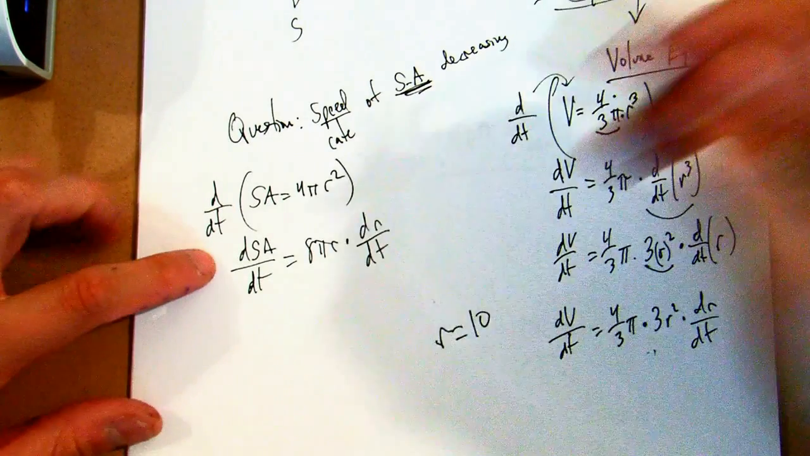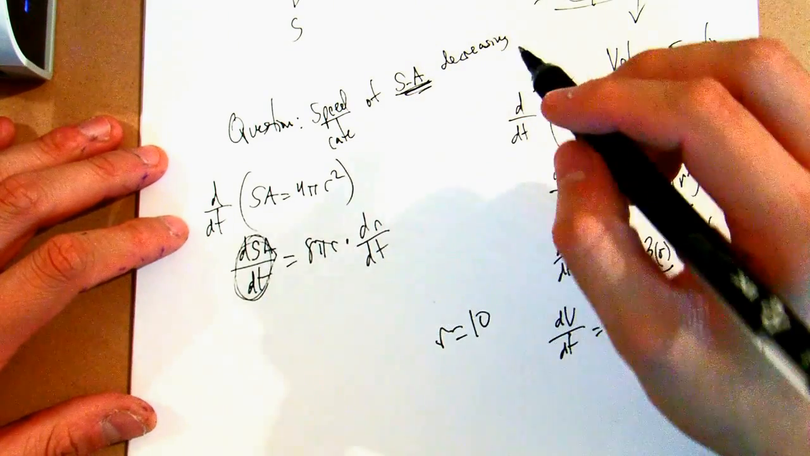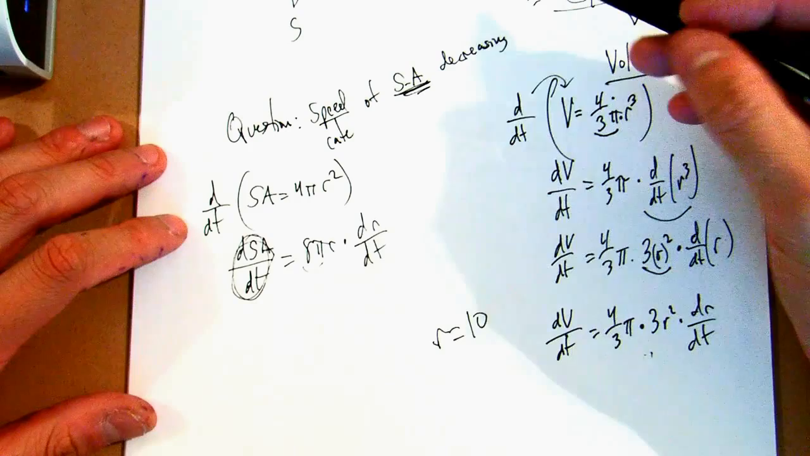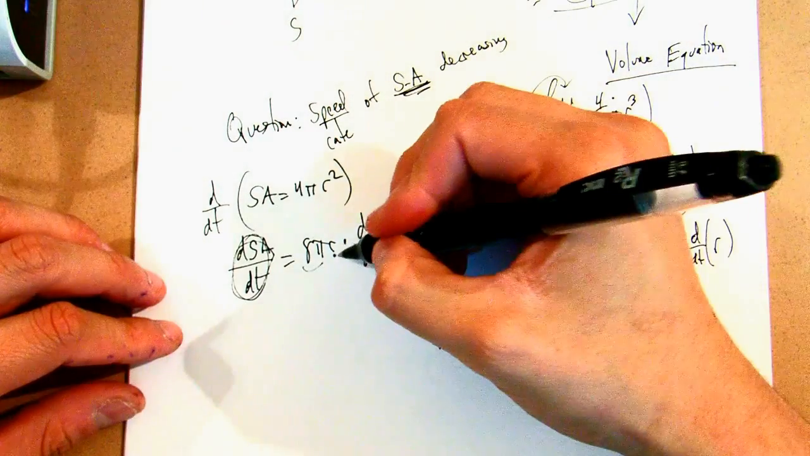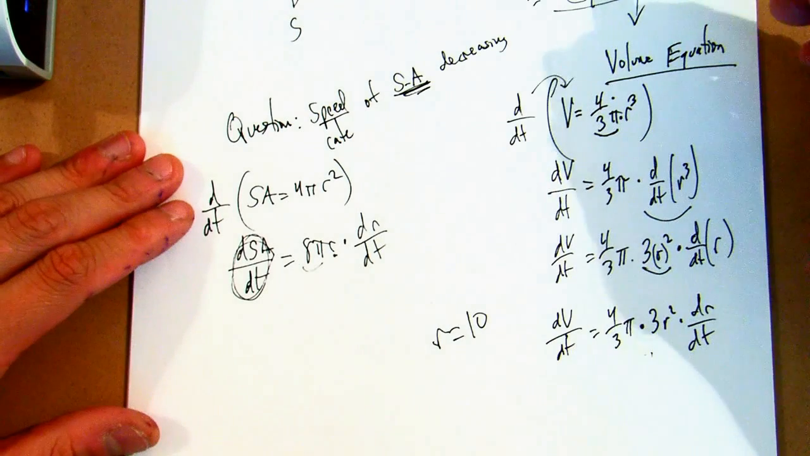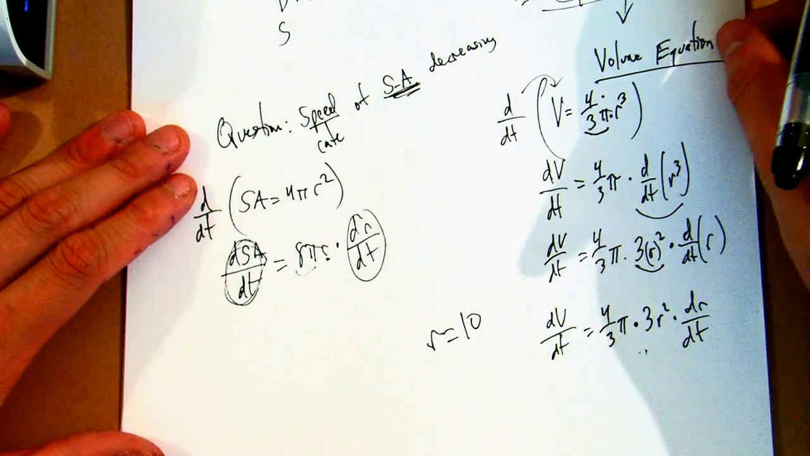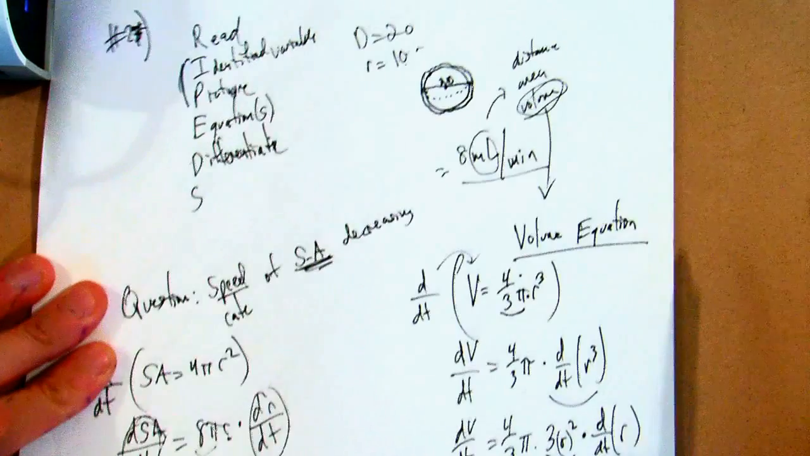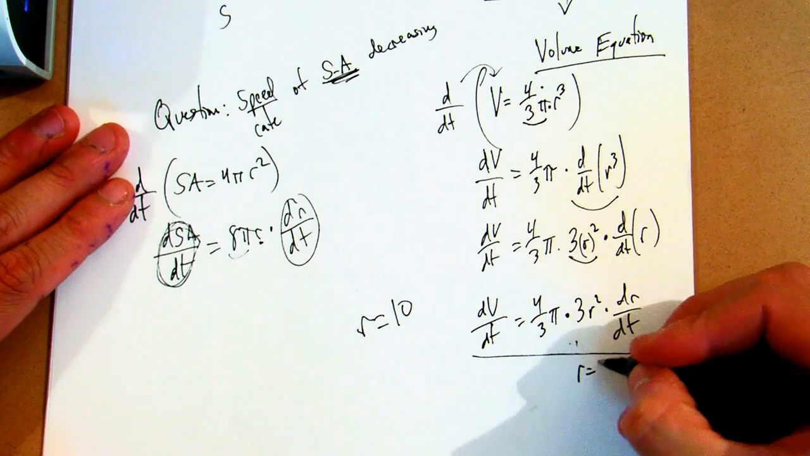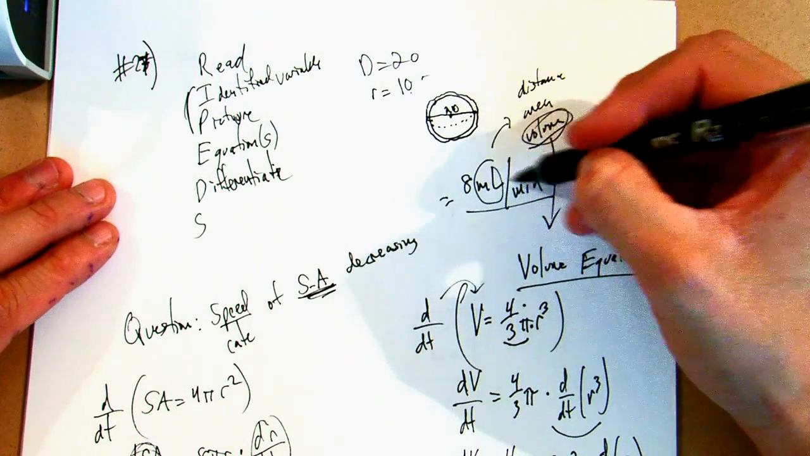So now, this is what I'm trying to find, right? Do I know 8π? I know what 8π is, right? Do you know r? r is 10. Do you know dr/dt? No, but we can find it from where? From here. Why? Because they gave us that r is 10, and dV/dt is given to us. Why? Because dV/dt is just 8 milliliters per minute.